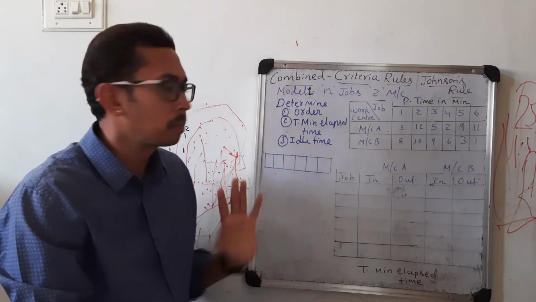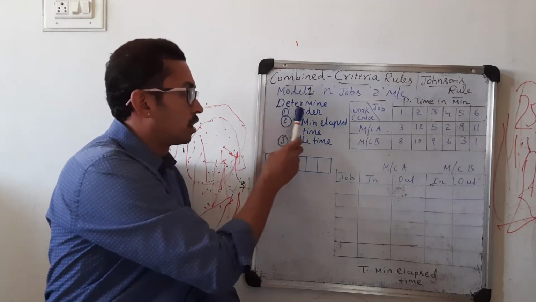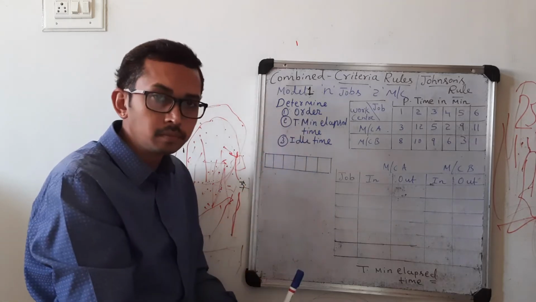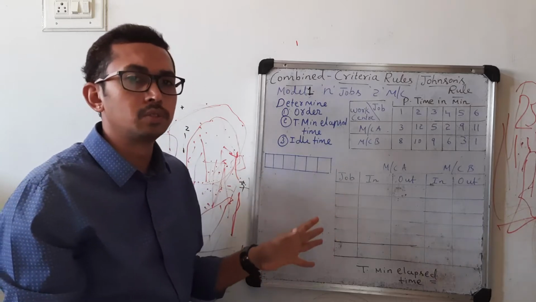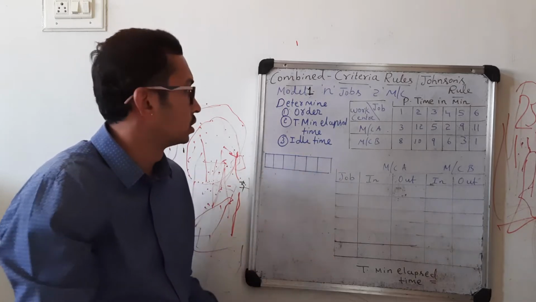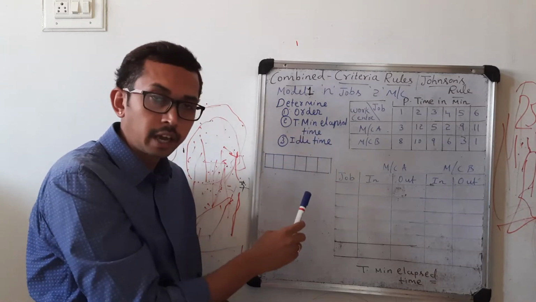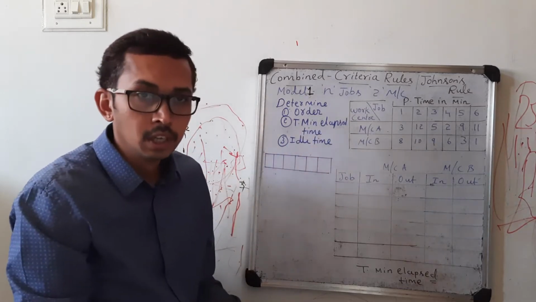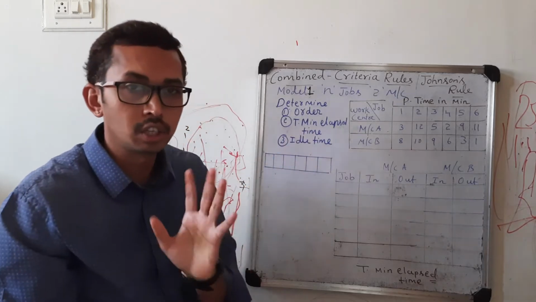Depending upon the problem, we have to determine the order, that means the best sequence. We need to find the best sequence, then the total minimum elapsed time and idle time. Let me first explain how to find the order or sequence.